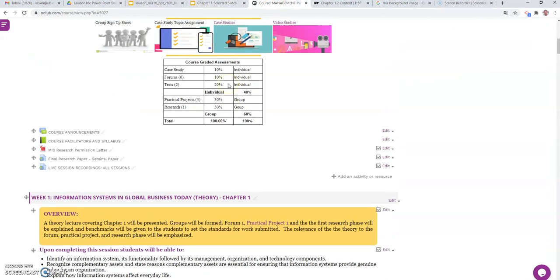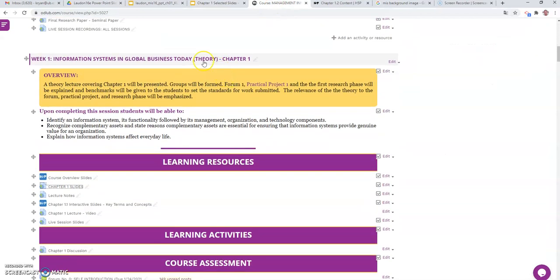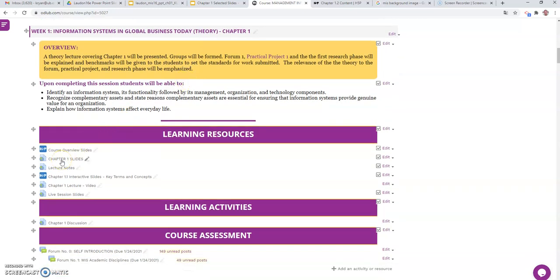So here we are on the Moodle page, and you'll see that in the theory week, we have the slides here in the lecture notes. If you look at the slides, there's 55 slides. What I want to do is divide them into 3.